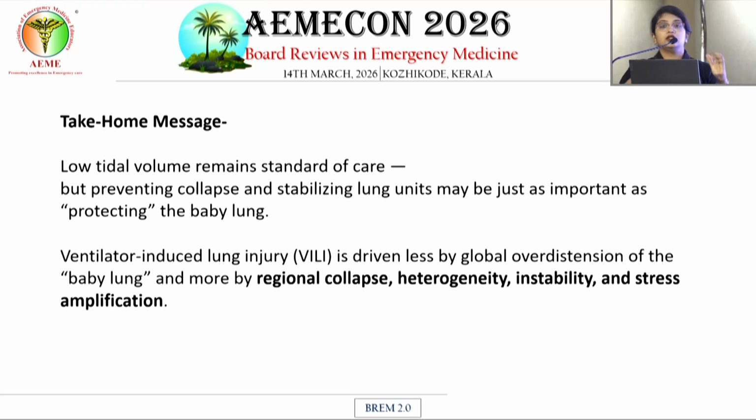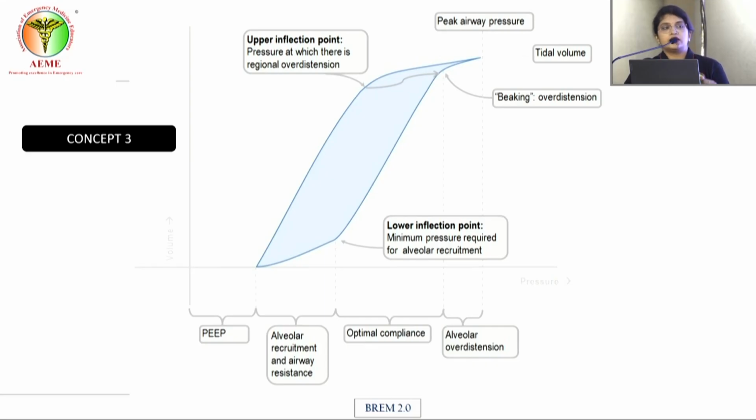what we thought, low tidal volume remains a standard of care. Why? Because we wanted to prevent overdistension by preventing collapse and stabilizing lung units. But now the real driver of ventilator-induced lung injury is not only overdistension, it is this atelectotrauma, which is happening because of regional collapse, heterogeneity and stress amplification among the alveoli. So this is another concept.